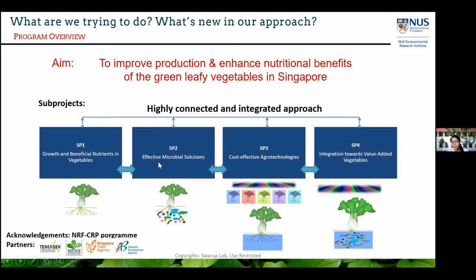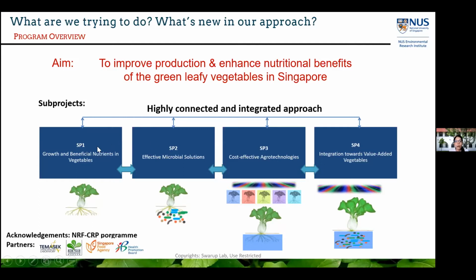Then we move next towards the microbes that are associated with these plants. And then moving on, we go on to the agro technologies that will support the growth of these plants, which will be harboring these microbes. So we are going in a very stepwise and feedback-driven manner. And then we finally integrate it all together.